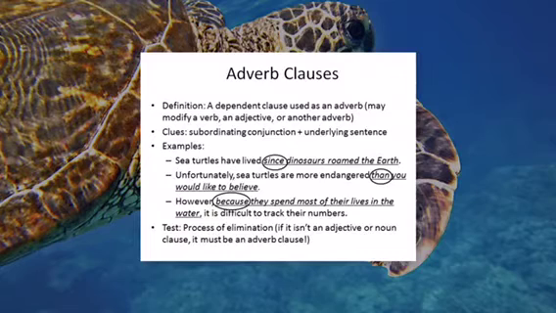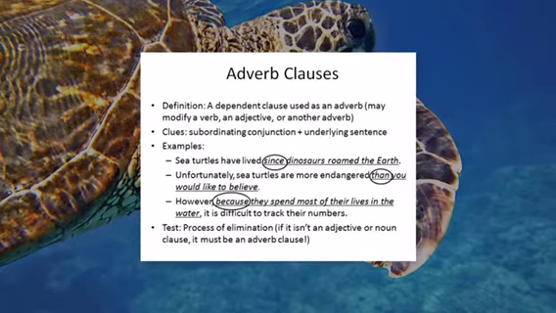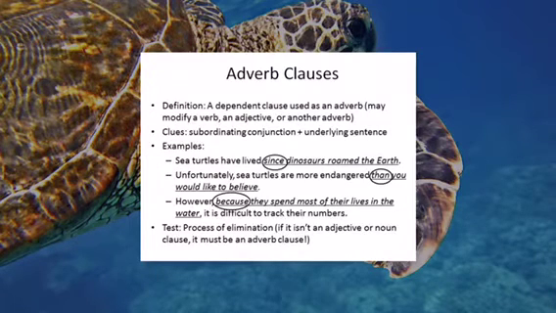If this was an adjective clause, there would be a noun immediately before it. Is the word lived a noun? No, it is a verb, so we know that this can't be an adjective clause. Okay, now let's test if it's a noun clause. What happens if we replace the clause with a pronoun, like the word it? We get the sentence, sea turtles have lived it. That doesn't work either, so we know that this must be an adverb clause.